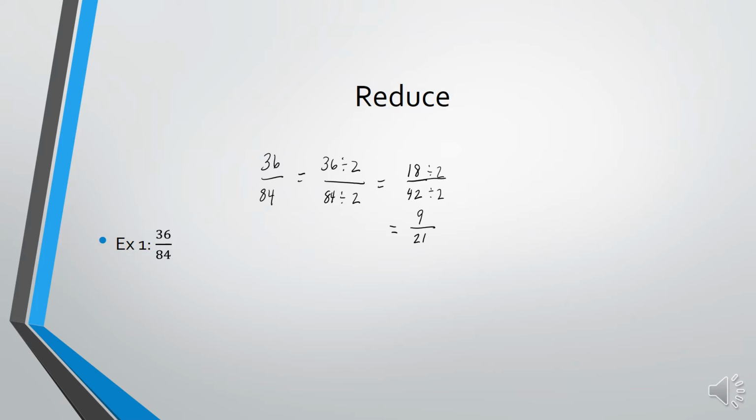It's equivalent to 36 over 84, but I still have another number that can go into both of them. I could divide both of these numbers by 3. Well, 9 divided by 3 is 3. 21 divided by 3 is 7. And both 7 and 3 don't share any common divisors, so that's as reduced as we can make it. So my answer is 3/7. That's as reduced as we can get this fraction to be.